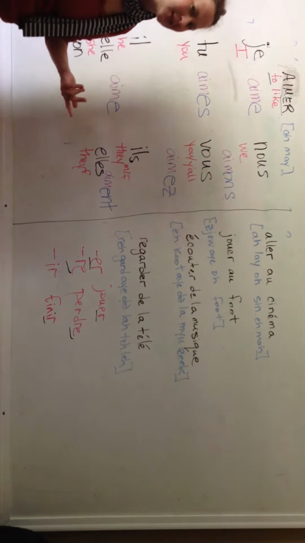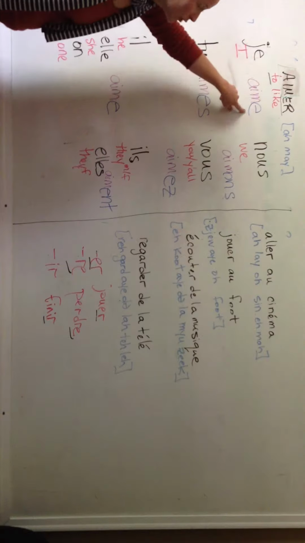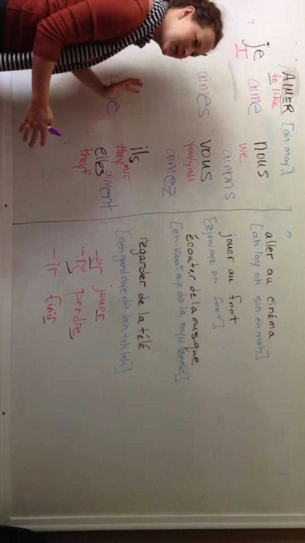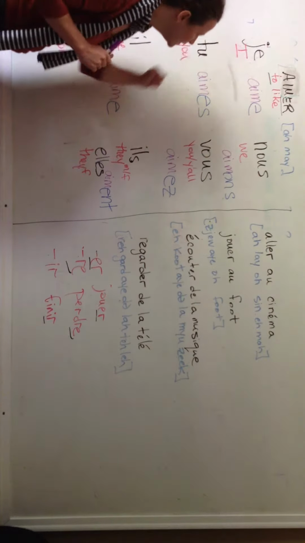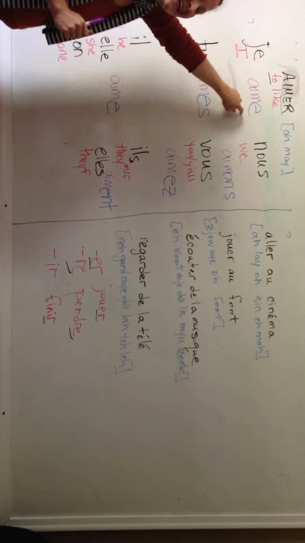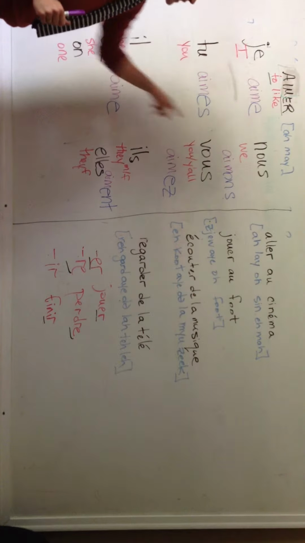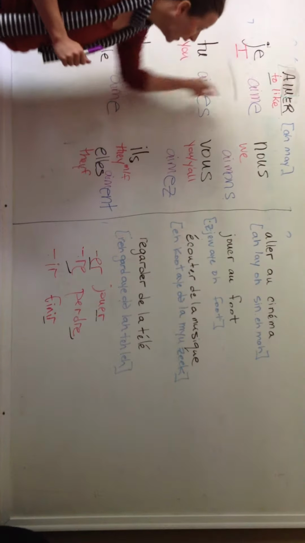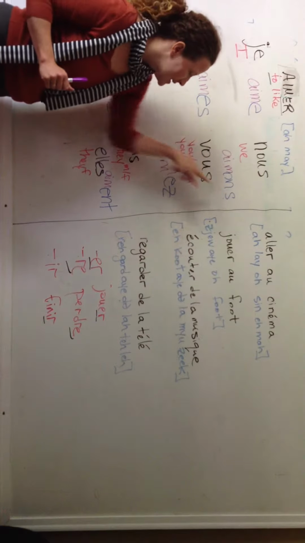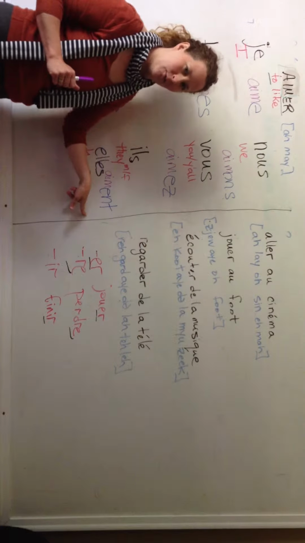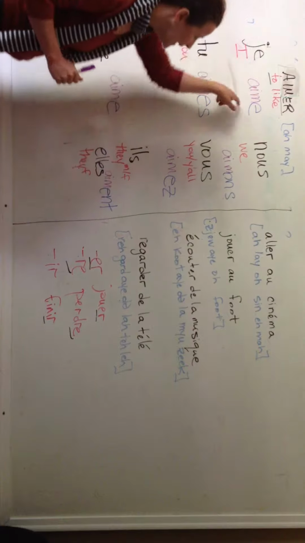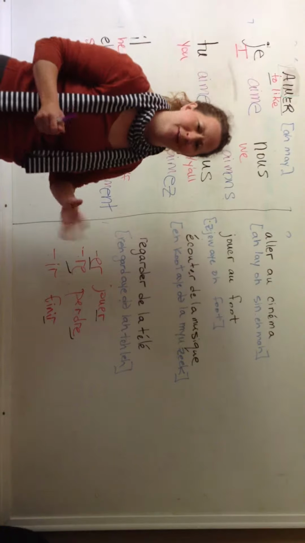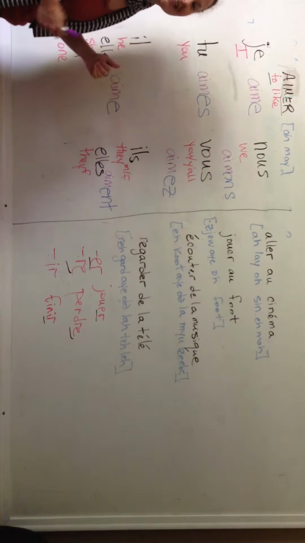So how do you remember these endings? This is where Old MacDonald comes in. For an -er verb that is regular, which means the -er verbs that follow this pattern all the time, most of them do, but not always, it's e, es, e, ons, ez, ent. Now throw Old MacDonald in there. E, es, e, ons, ez, ent. Old MacDonald had a farm, E-I-E-I-O. E, es, e, ons, ez, ent. That might be Twinkle, Twinkle, I don't know. But those are your endings for your -er verbs.